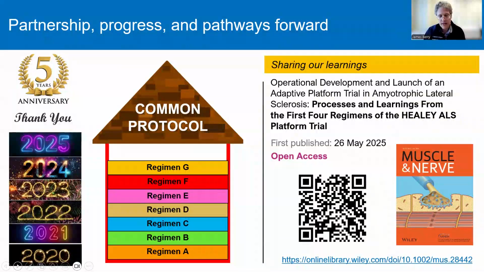So just to remind everybody that the Healy platform trial has been going now for about 5 years. We've been really productive over that time. Each drug that we test is tested in what we call a regimen. So regimens A, B, C, D, E, F, and G each tested a different drug against placebo, brought efficiency to the startup, efficiency to the process, reduced number of people on placebo. So really the platform trial is doing what we hoped and expected that it could do.